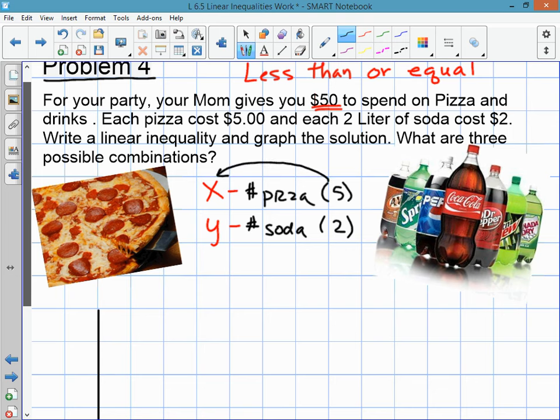I can buy so many pizzas at $5 a piece. $5 times the number of pizzas. And I can buy so many sodas at $2 a piece. So plus 2 times y. And what I have to spend for all the pizzas and all the sodas is $50. So all the money I spend on pizza and sodas could be equal to 50, but it also could be less than 50. So there's my inequality.